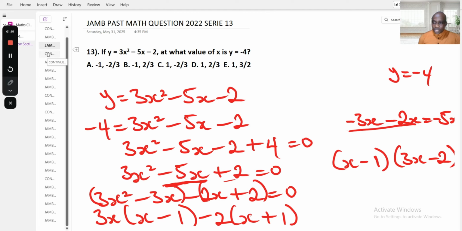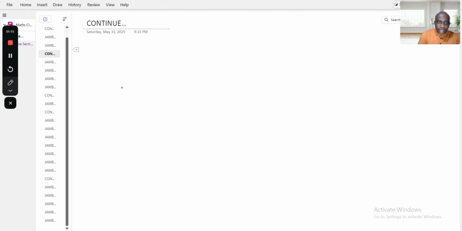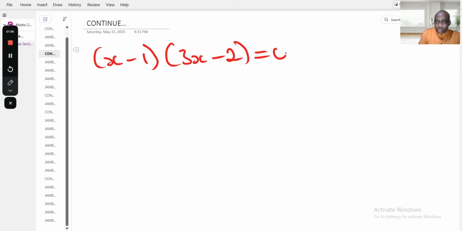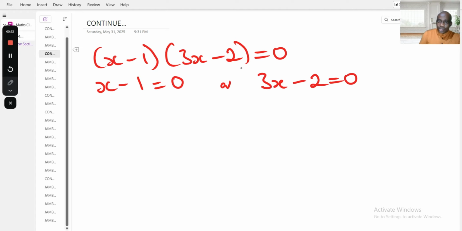We have what? x minus 1 and 3x minus 2 equals 0. We have our final answer, x minus 1 bracket 3x minus 2 equals 0. Now you say x minus 1 equals 0, or 3x minus 2 equals 0, so that you will put them, this 3x minus 2, this is it. This x minus 1 equals 0 is the same thing.